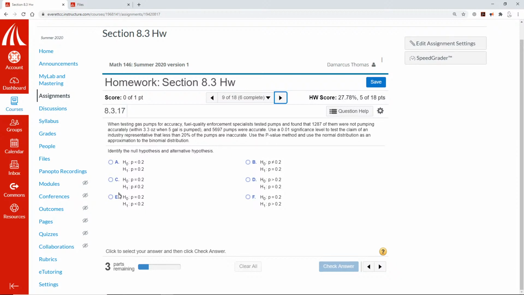Okay, so we're going to do E for our null and our alternative. We're going to assume that 20% is the rate, and then our alternative will be less than 20%. Now, when we enter the information into our calculator, our x value, the number of successes that were inaccurate, is 1,287 out of the total 5,697. So this is our n. And then our alternative will be that it is less than 0.2. And then you'll get your test statistic and your p-value.